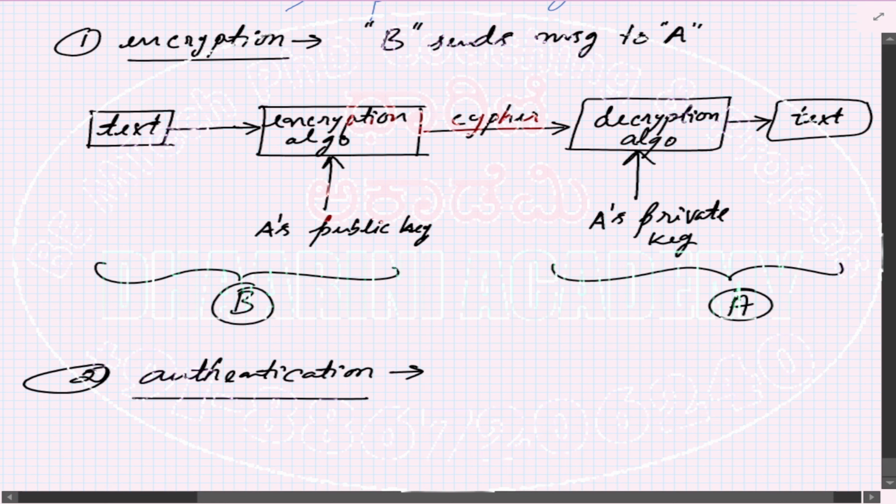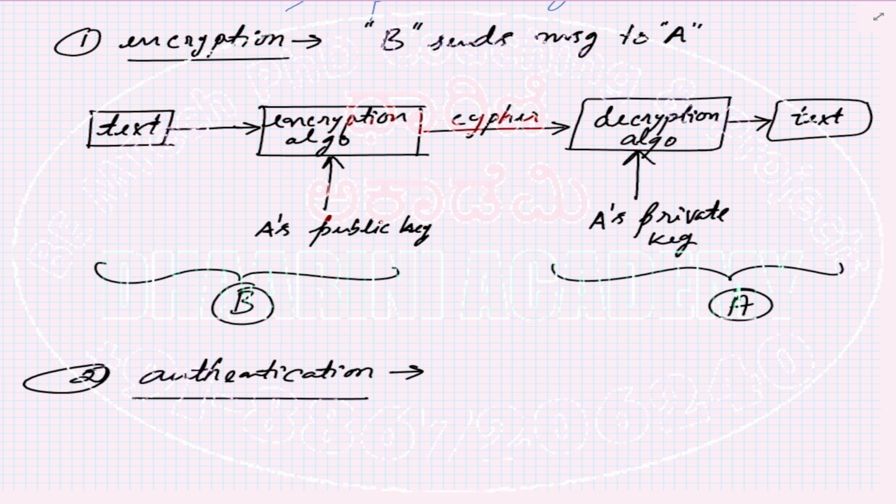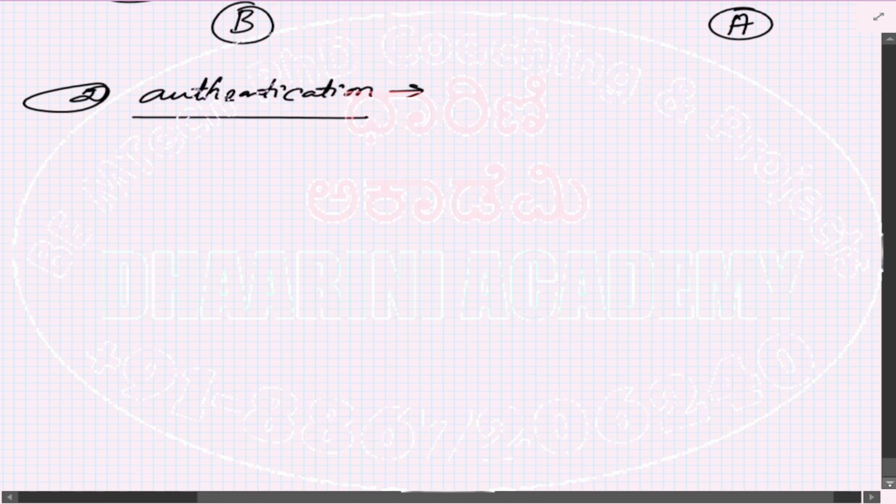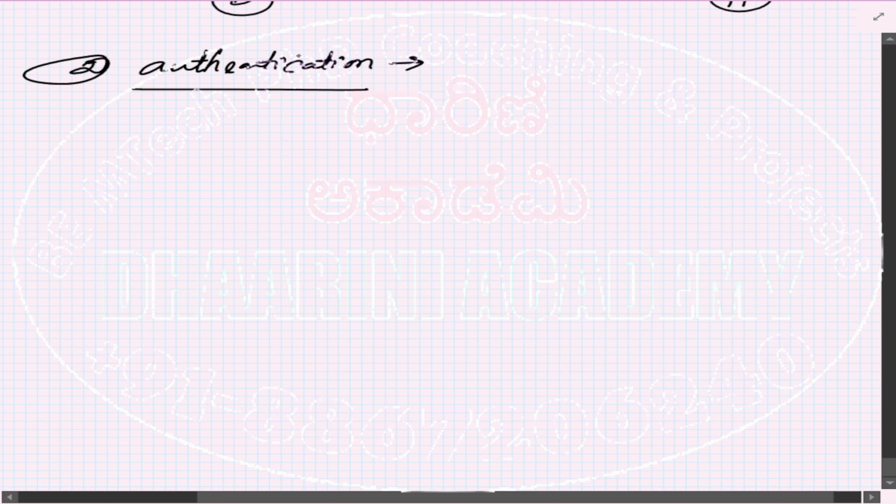My intention is to send a message from B to A, but want to make sure that B puts a signature over there saying that yes, I'm the one who is sending. That's the authentication process. So once again, I'm going to have a text. This is from side B. So there is encoding that is happening.